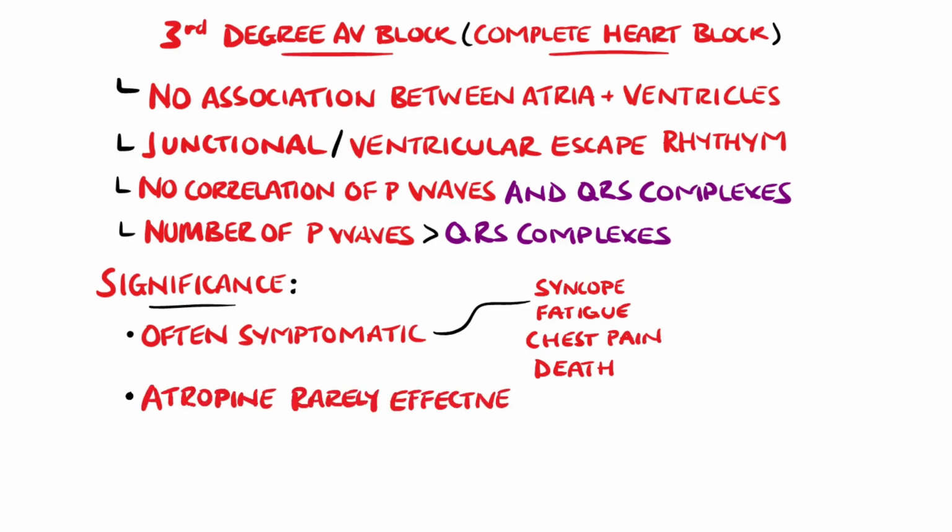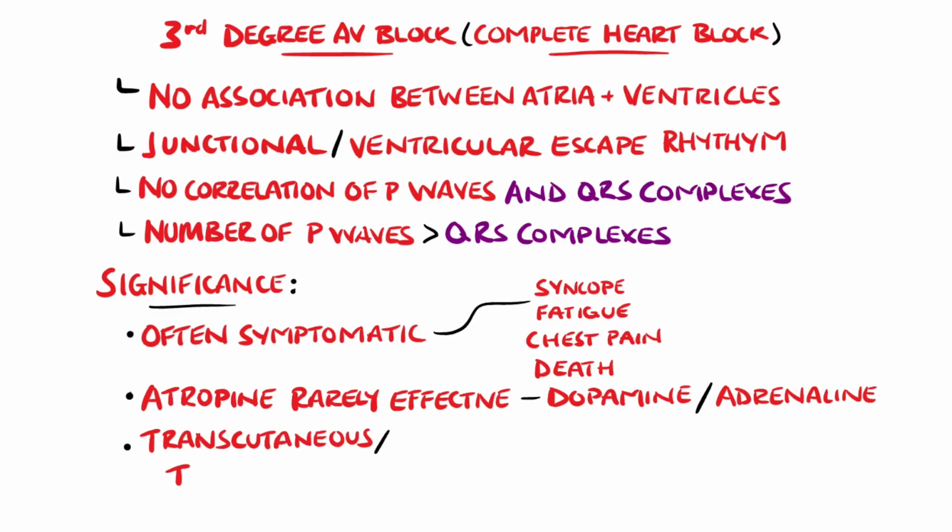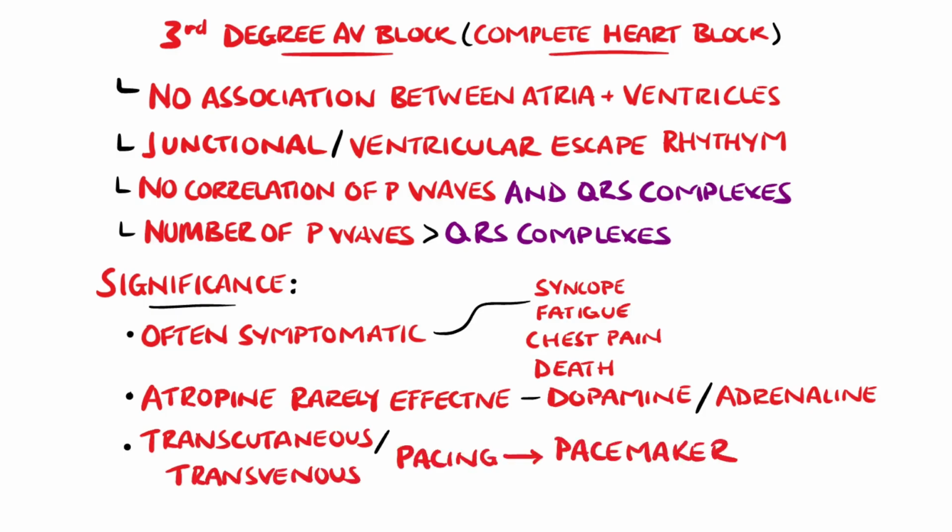Treatment can involve atropine, however it is rarely effective, and dopamine and adrenaline are other medical options. However, transcutaneous pacing or transvenous pacing may be required before ultimately putting in a permanent pacemaker.